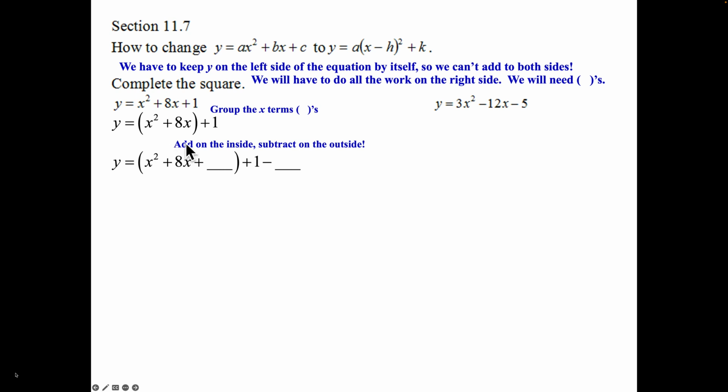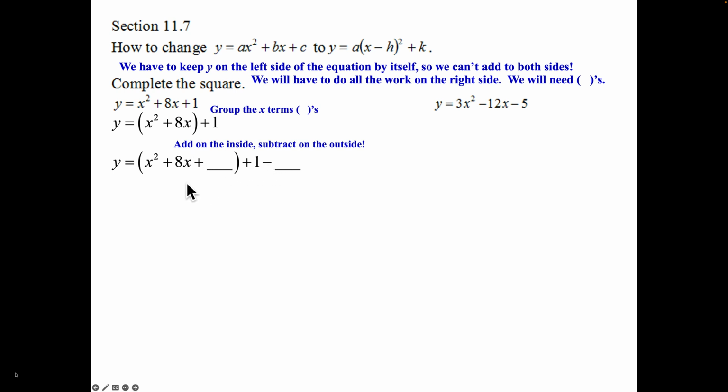So what we don't want to do is say, oh, we'll subtract over the 1, and then add it back over. No, let's just leave it here. Instead, let's just subtract whatever we're going to add on the inside. If you think about this as a balance scale, if I add something to the right side, it goes down. When I subtract the same amount, it comes back up to be balanced. So plus on the inside, minus on the outside.